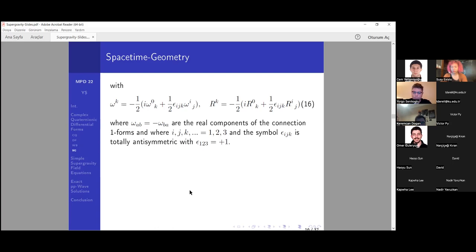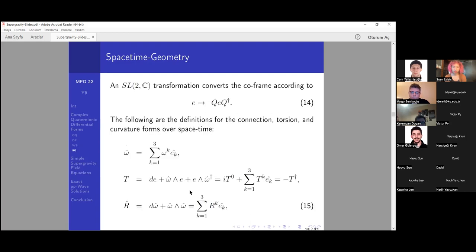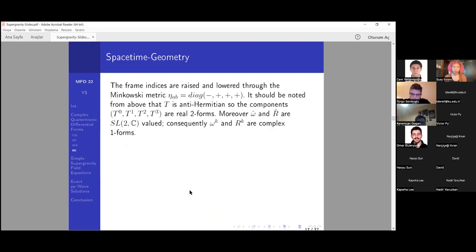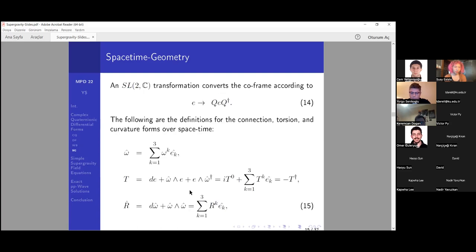We choose the totally anti-symmetric epsilon symbol. We raise and lower the frame indices by the metric eta AB. And from above, when I say from above, it's from this equation 15, as you can see, T is anti-Hermitian, so the components T0, T1, T2, T3 are real two forms, and omega and R hat, which are the connection and curvature, are SL2C valued. You can see them like this, expressed in quaternionic forms.